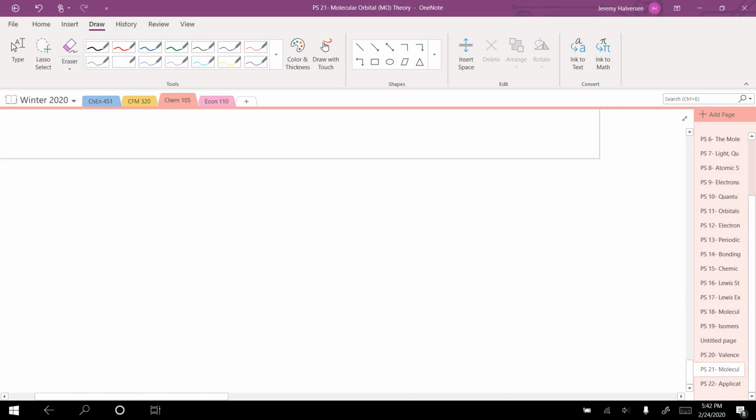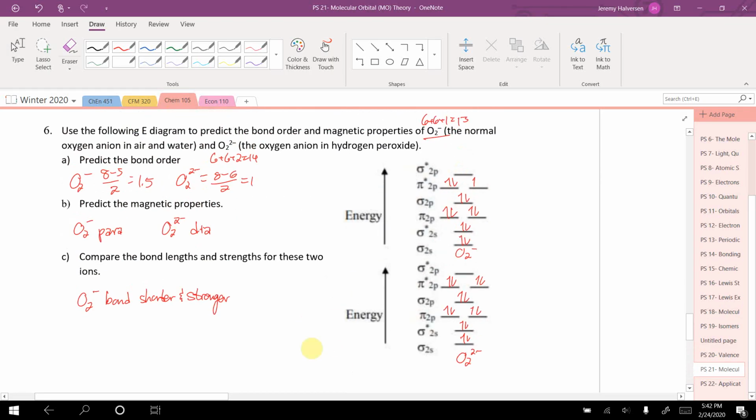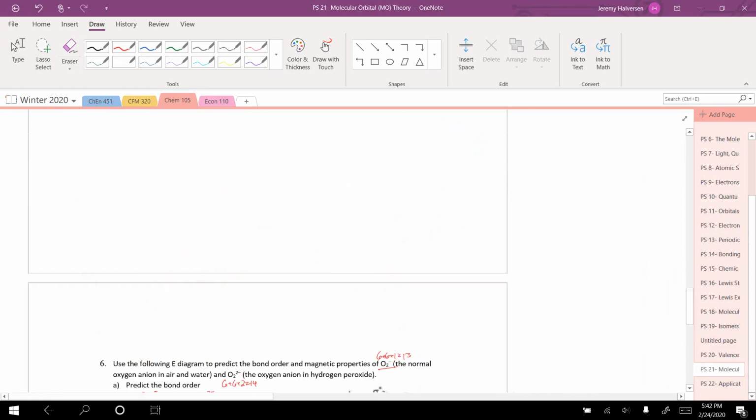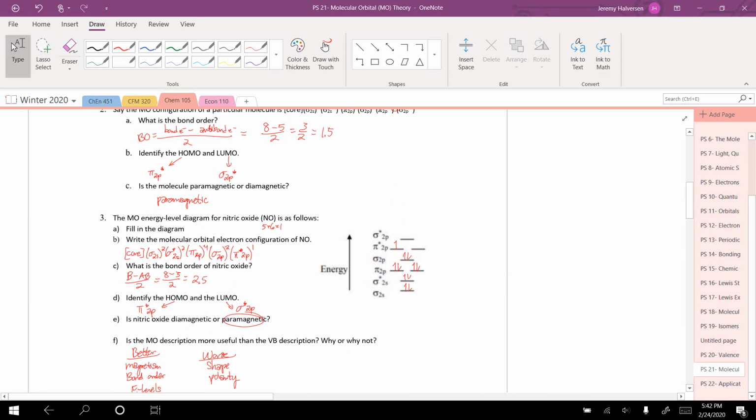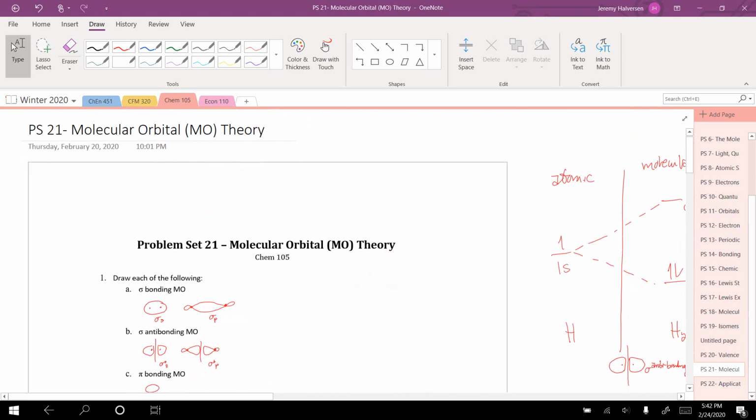Okay, so that's pretty much everything we can ask you to do with molecular orbital theory, contained in problems 3, 4, 5, and 6. So hopefully that helps. Again, this is just a different theory of bonding, and it's closer to the truth. There we go.